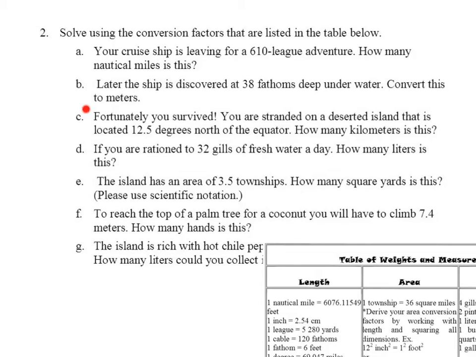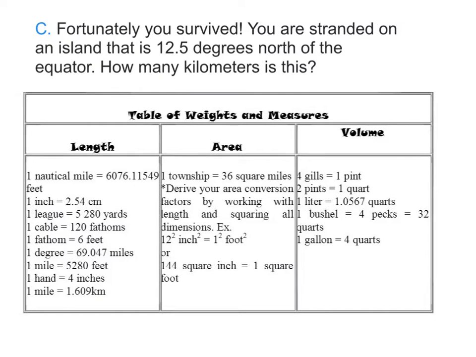Let's review a few questions on dimensional analysis for our algebra homework. We're going to go over options C and D. Let's start with C. It says, fortunately, you survived. You are stranded on an island that is 12.5 degrees north of the equator. How many kilometers is this?